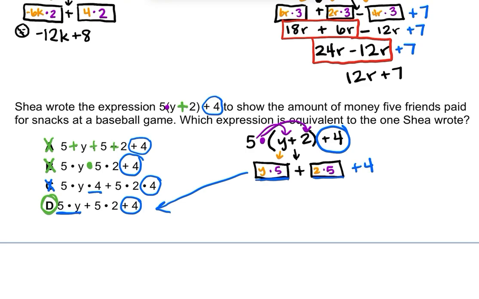Same for 2 times 5. They have a 5 times 2. That is okay. As long as our symbols in the middle match, and they do. And that's how you distribute.